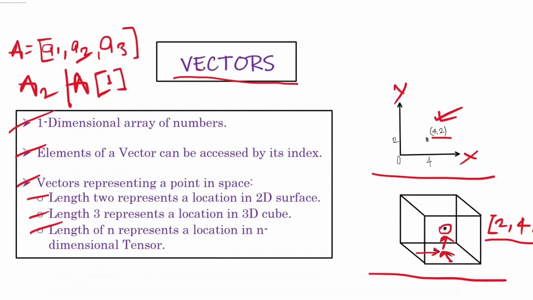Okay, that is it for this lecture. I hope that you were able to understand the concept of vectors, how we can access elements, how a vector with 2 dimensions or 3 dimensions represents a point in space, and also what is vector transpose.